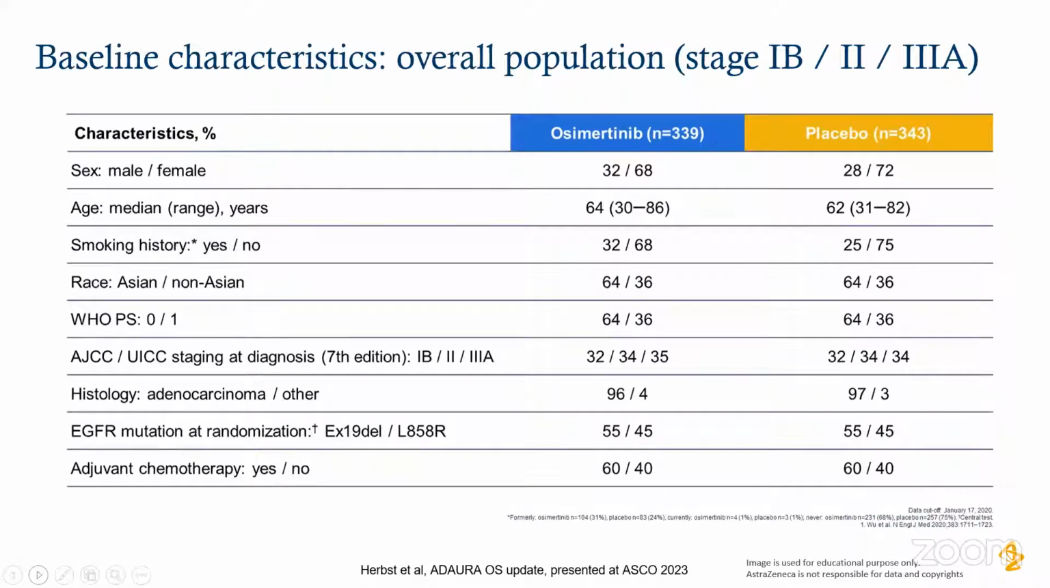So baseline characteristics were very well balanced in both the arms. All the stages were roughly equally one-third each, and mostly 96% adenocarcinoma types. Mutation-wise, 55% were exon 19 and 45% were L858R mutations. Adjuvant chemotherapy was given to around 60% of the patients in both the arms. Next slide, please.